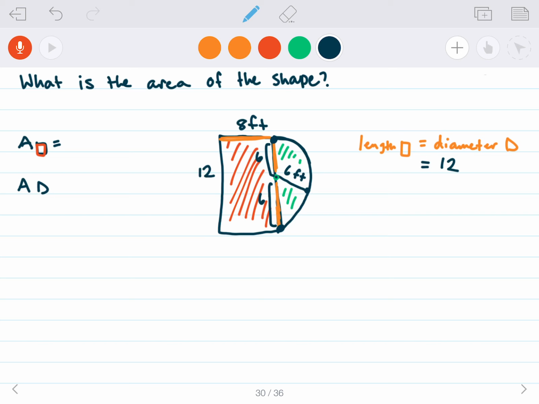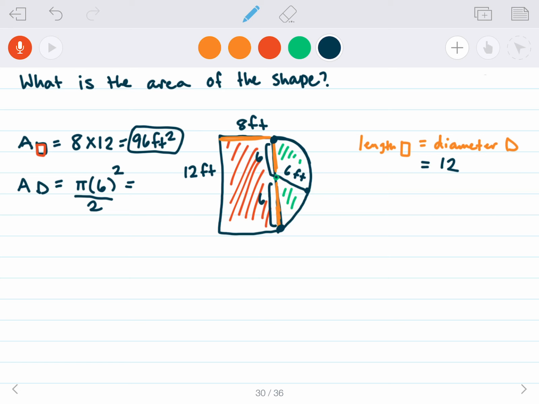So the area, and maybe I should put my units and be good. So the area of that guy is going to be 8 feet times 12 feet, which is going to be 96 feet squared. So that's the area of just the rectangle. And the area of the semicircle is going to be the area of a regular circle cut in half, divided by 2. So it's going to be pi times r, which is 6, that's our radius, squared, and then we're going to cut it in half because it's a half circle.